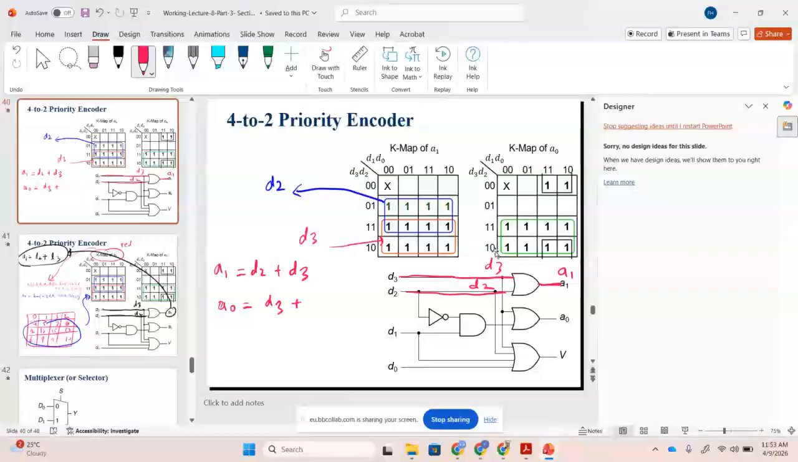from here to here, D2 bar, and from here to here, can you tell me which is changing? D1. And this is the expression. And the valid bit is actually, what is the valid bit? We explained it. The valid bit is D3, D2, D1, and D0. So this is the whole circuit of the 4 to 2 priority encoder.